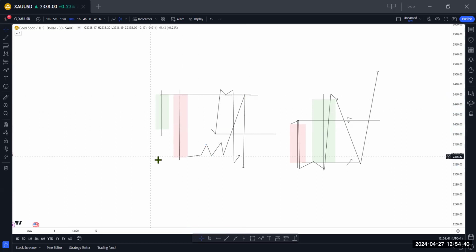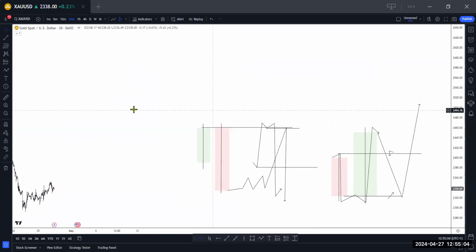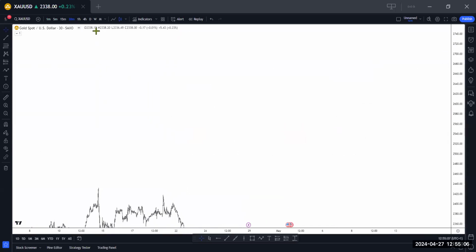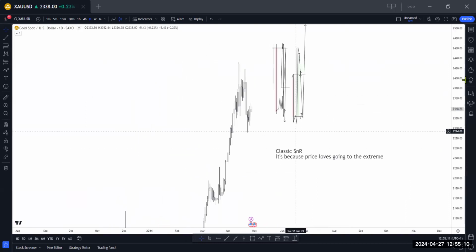Okay, so let's see an example. So that's classic SNR. That's why we have to talk about engulfing first, because engulfing simplifies everything. The classic SNR, I said, because price loves going to the extreme. Okay, let's see examples on the chart. Let's go to the daily actually.